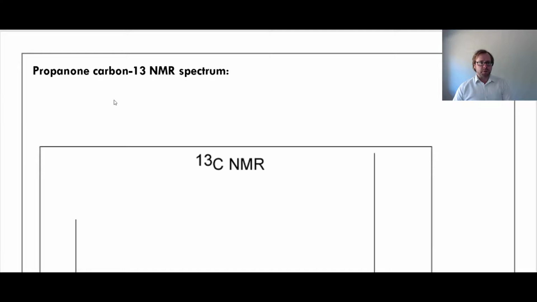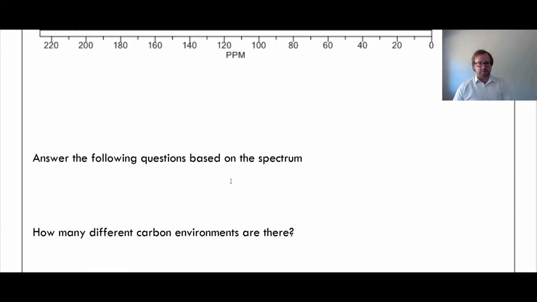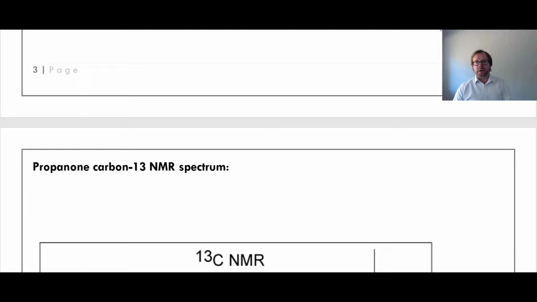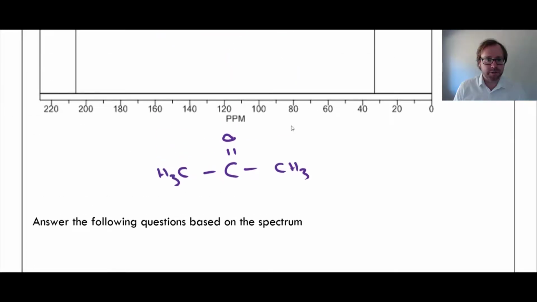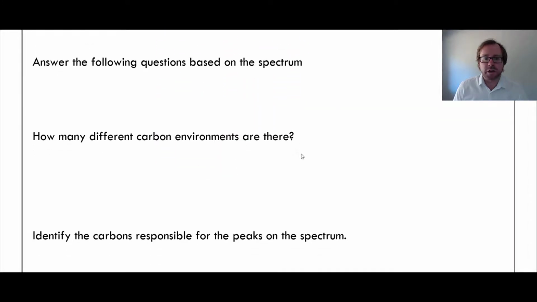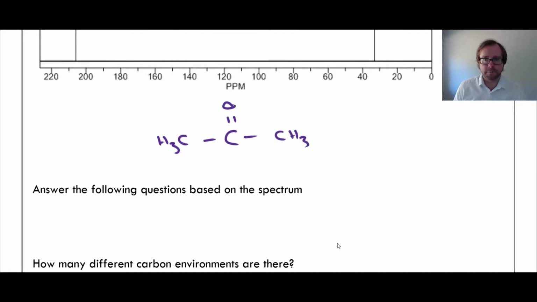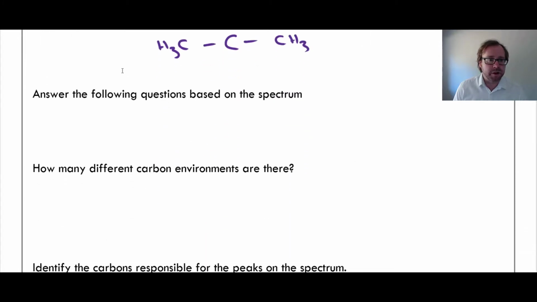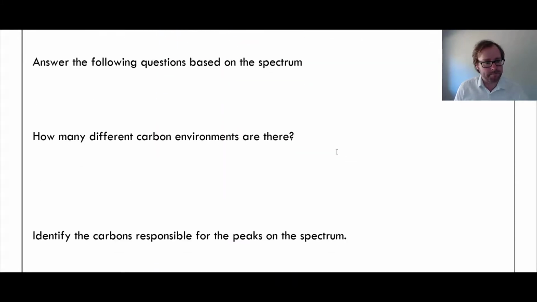Okay, so the propanone carbon-13 NMR spectrum is shown below. Answer the following questions based on the spectrum. So before we do that, I'd like you to draw the displayed formula of propanone. Okay, now we can have a go at answering the question. So how many different carbon environments are there? Identify the carbons responsible for the peaks on the spectrum. Well, I don't think I need to give you any time. You know that there are 2 different carbon environments because we have 2 peaks.